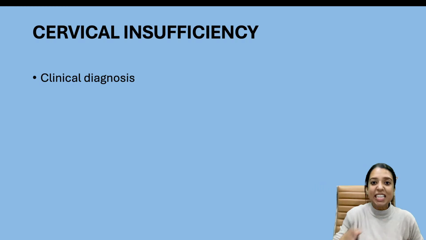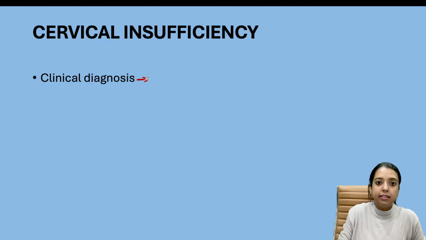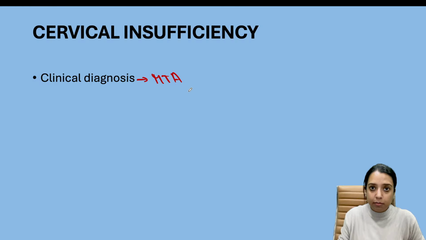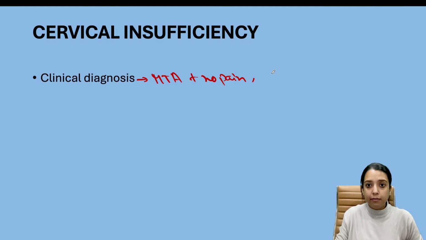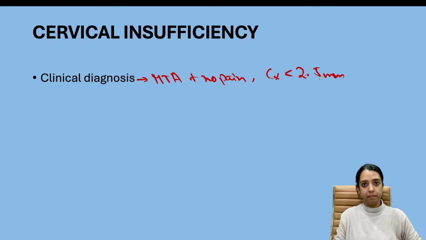Cervical insufficiency is a clinical diagnosis. You will get a scenario of mid-trimester abortion. There is a mid-trimester abortion plus no pain, or mild pain. Or the question will give you a short cervix. Short cervix means less than 2.5 cm.